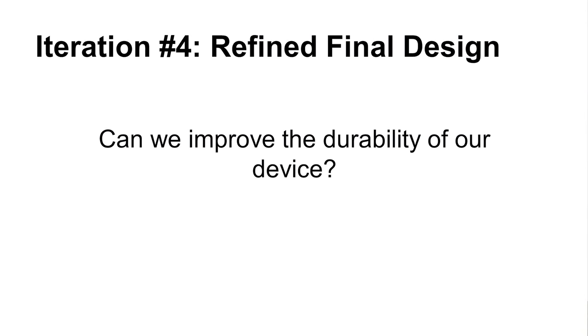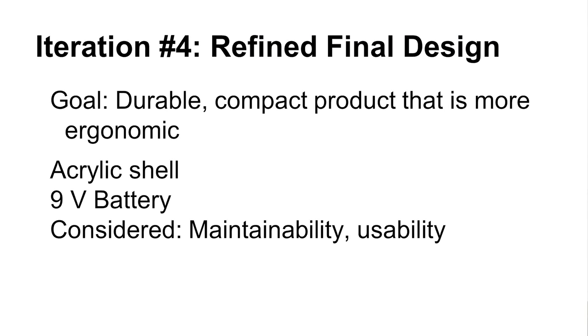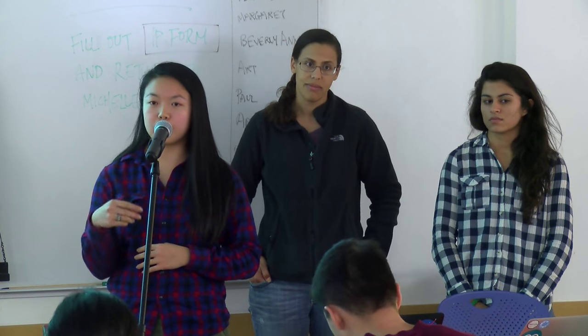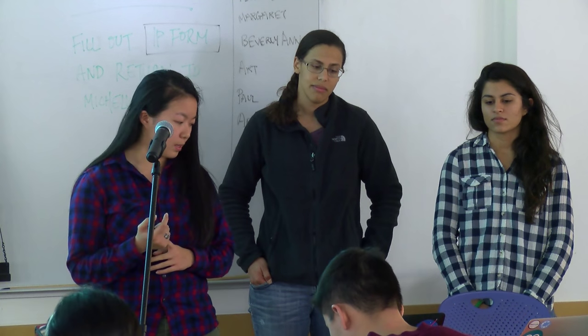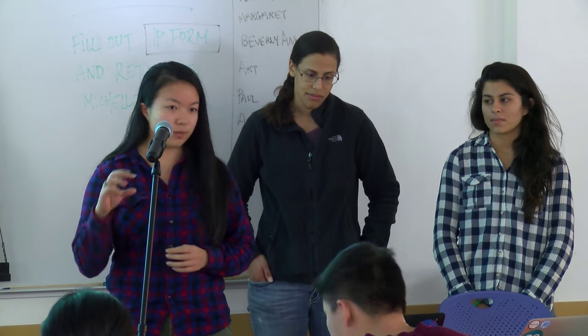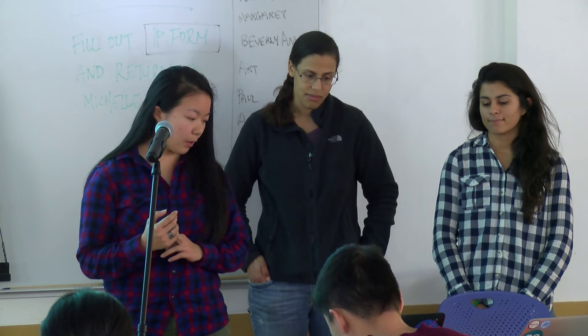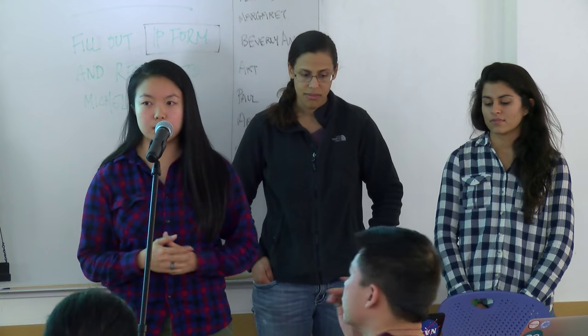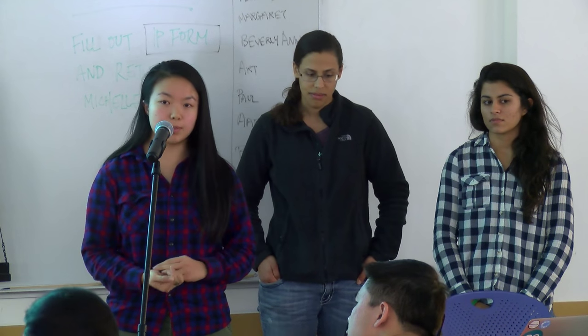So I'm Becca, and I'll talk about this final design that we put together. The goal of the final design was to make something that was a bit more durable and compact. And so what we decided to do was create an acrylic shell for a final circuit. And we also wanted to think about how we can make the vibration a little bit stronger. And so we decided to go with a 9-volt battery instead of the smaller batteries that we were using before. And in this final design, we considered both maintainability and also usability.